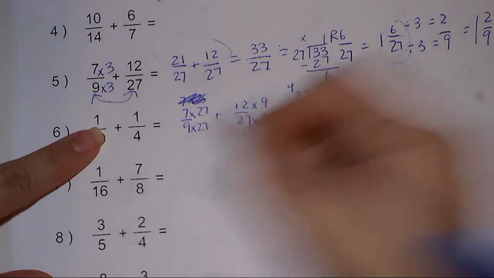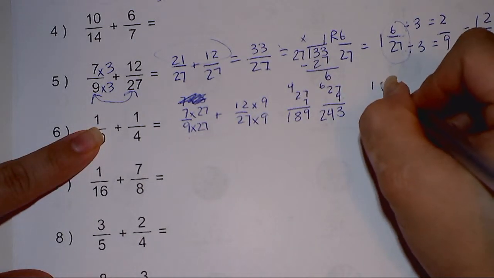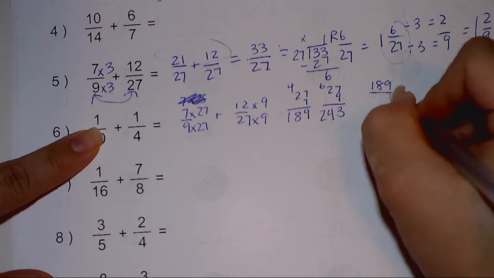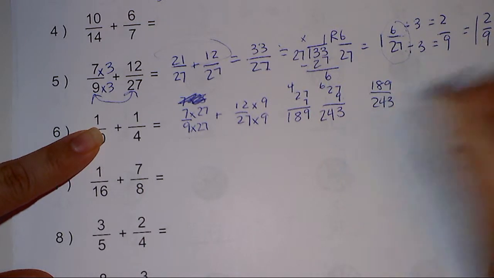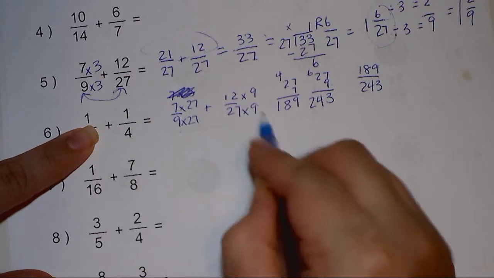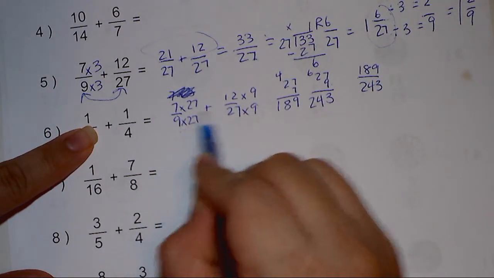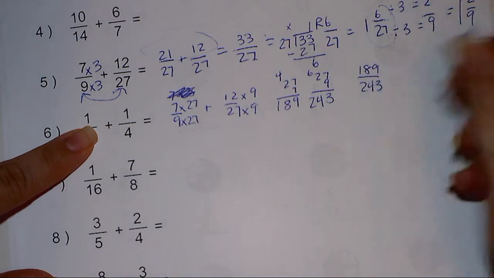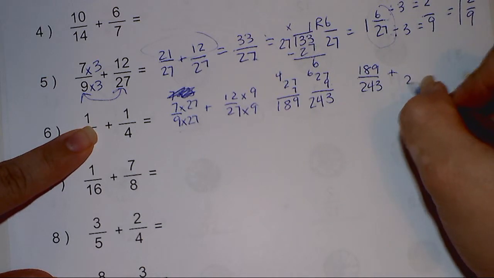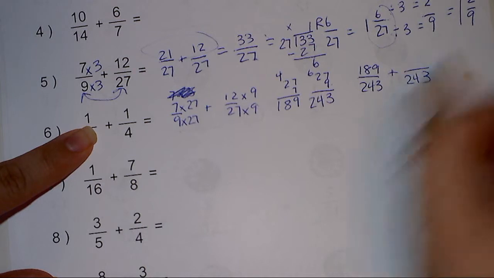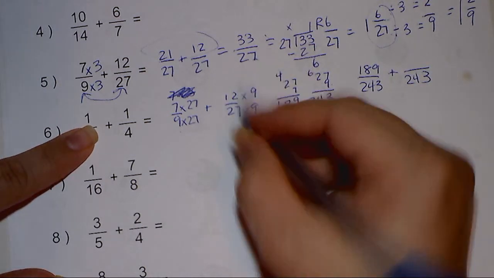So my first fraction is actually 189 over 243, and then I don't even have to do this the second time. Just know that 9 times 27 is the same thing as 27 times 9. So I already know 243 is my denominator. So all I have to do now is 12 times 9.